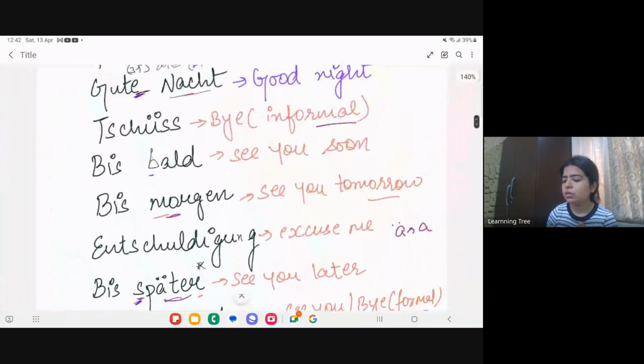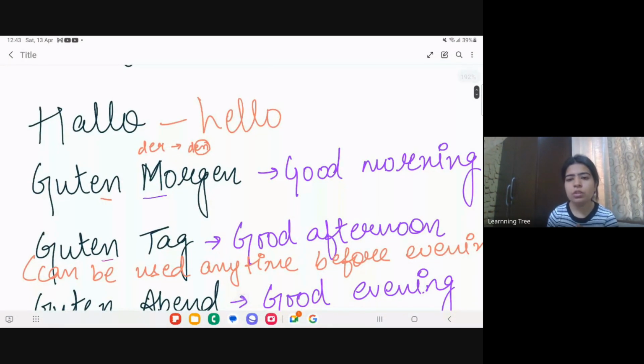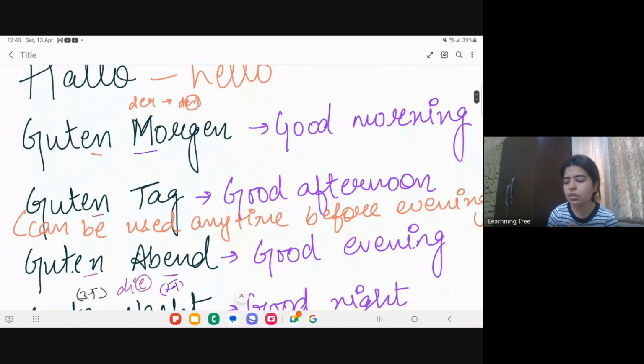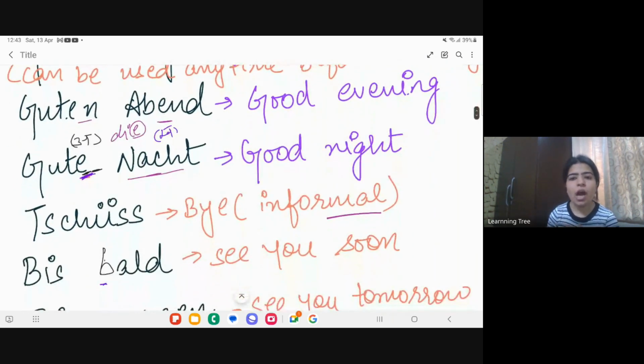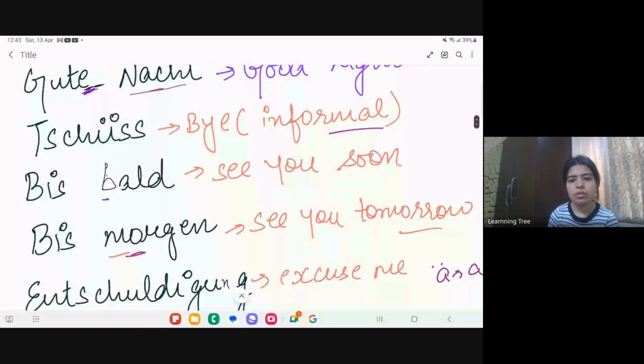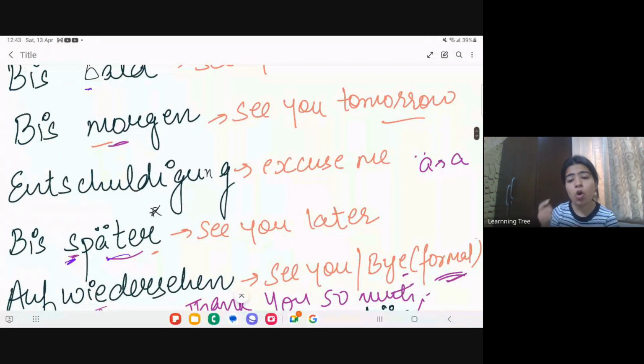I'll quickly repeat only the German greetings. So, hallo, guten Morgen. Morgen, the M has to be capital. Guten Tag. Guten Tag means good afternoon, but it is one of the greetings that you can use any time before the evening time. Guten Abend. Gute Nacht. Gute Nacht will have no N, it is just gute. Tschüss. Bis bald. Bis morgen. This morgen is with a small m, that means tomorrow.